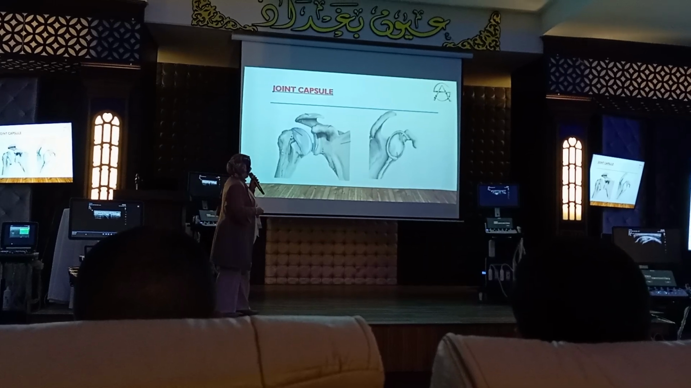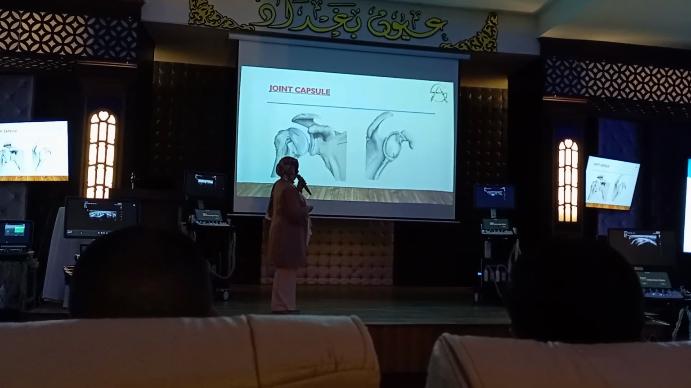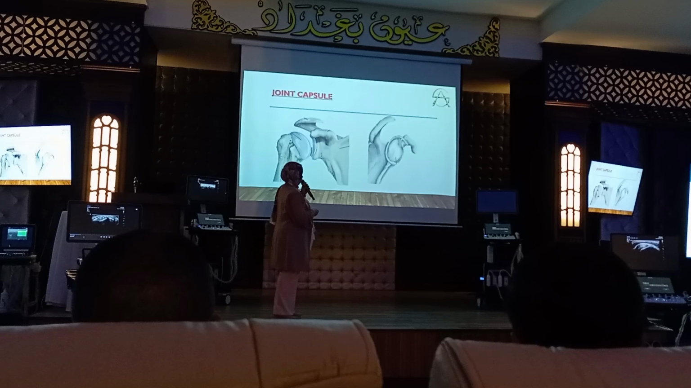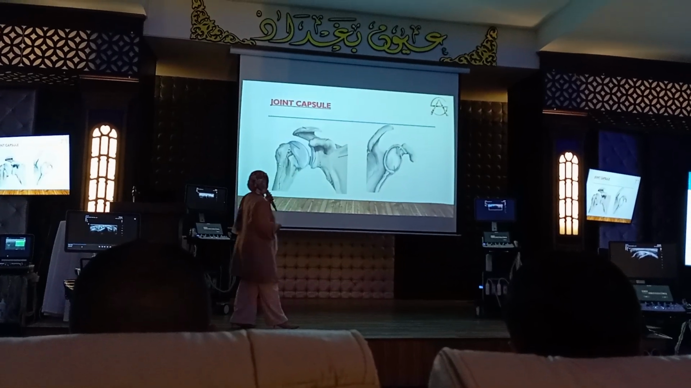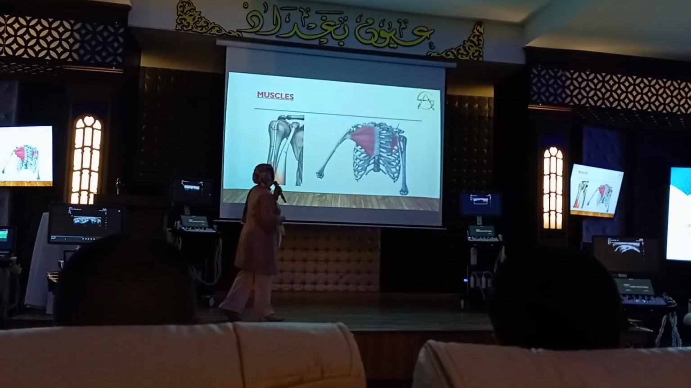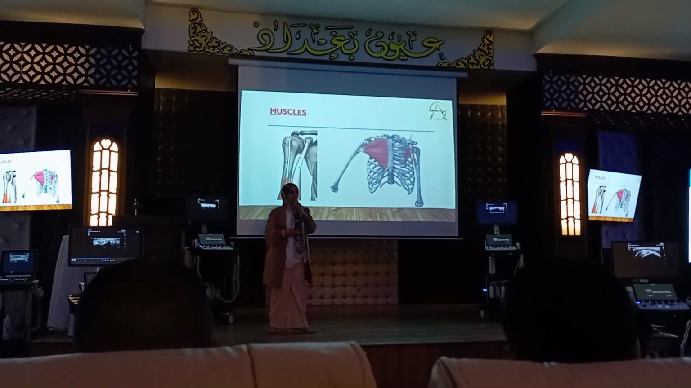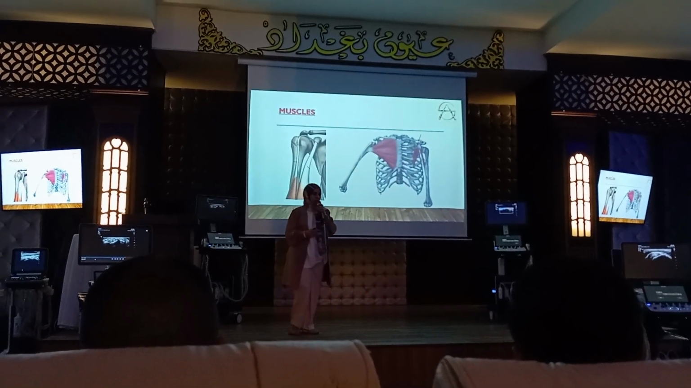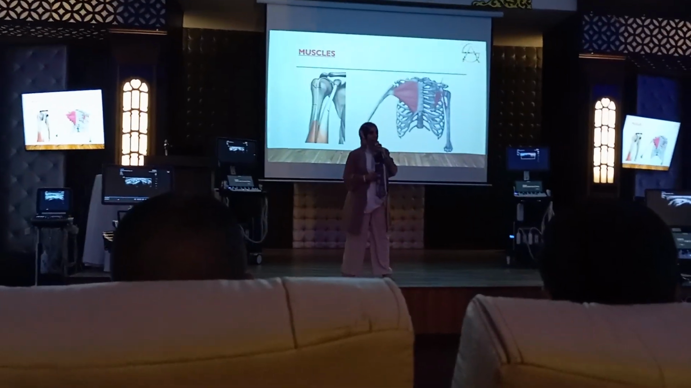This explains the labrum, how the glenoid is deepened by the joint capsule and labrum. This is covered by the joint capsule from outside. Now we go to the muscles. So we divide the shoulder into anterior and posterior compartments.